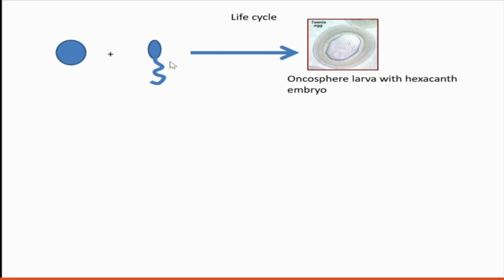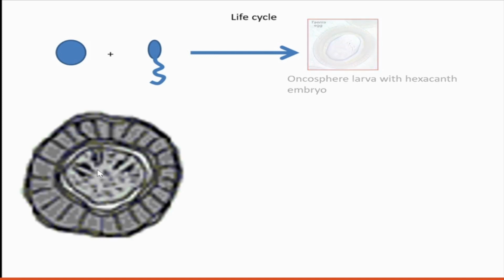When sperm and egg diffuse together, fertilization happens. The result of that fertilization, a larva that forms, is called the oncosphere larva, enclosing a hexacanth embryo. What is inside this larva? A hexacanth. Hexa means 6. The hexacanth embryo has 6 hooks. 1, 2, 3, 4, 5, 6. And this is the hexacanth embryo.